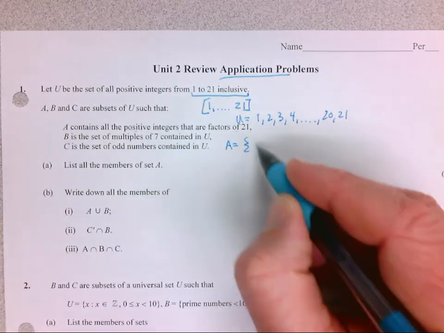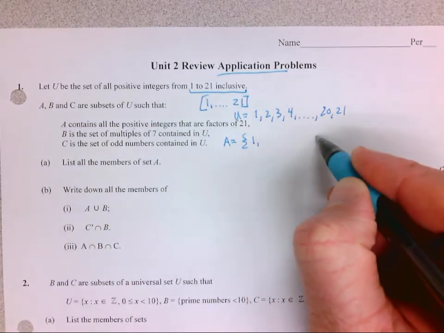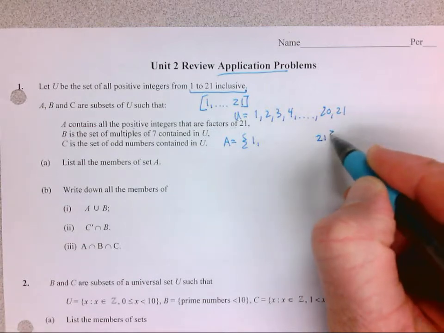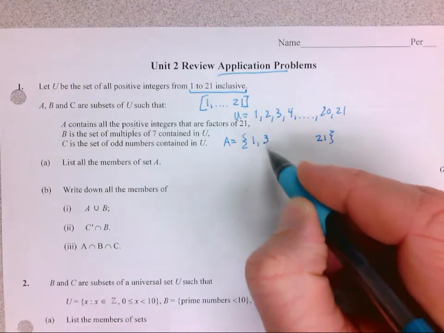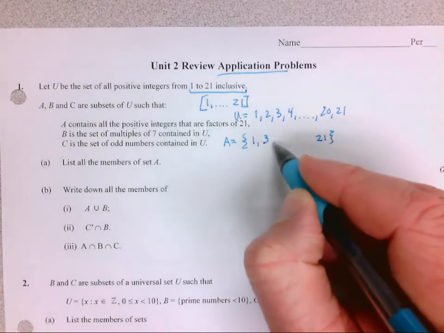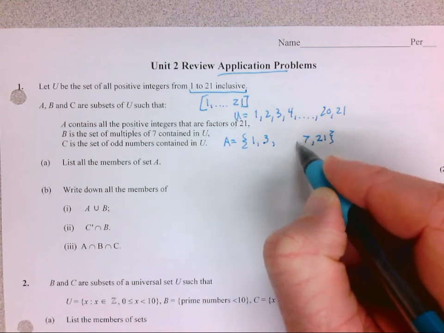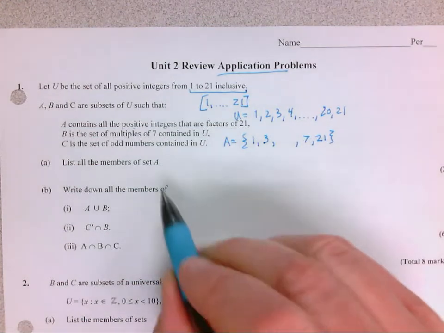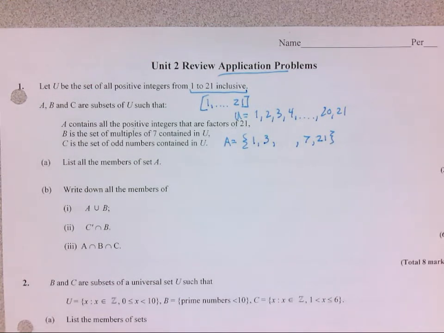So I know 1 and 21. You notice, see how I write those separate. Then I go, 2 doesn't go in there. 3 times 7. And nothing else goes in there. So I'm going to stop at those values. 1, 3, 7, 21.